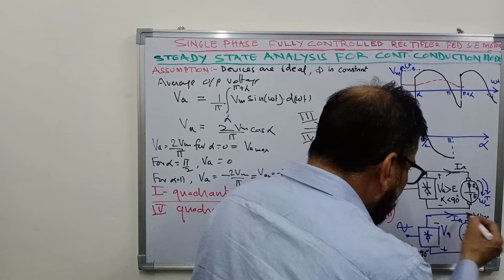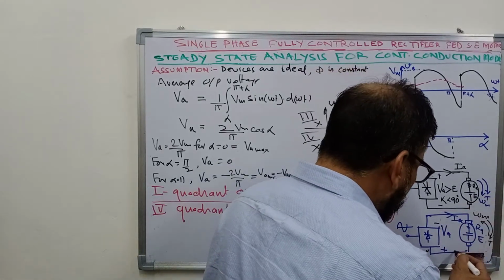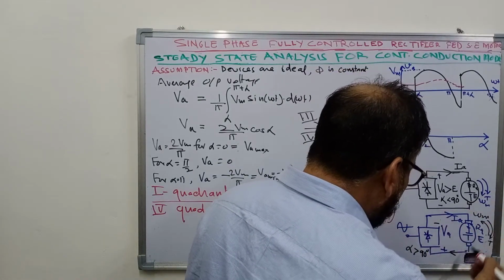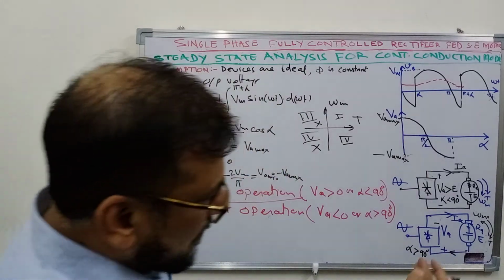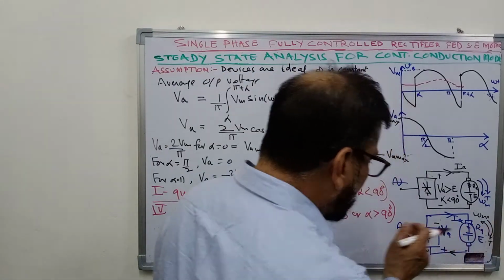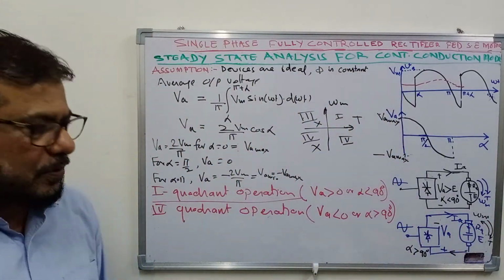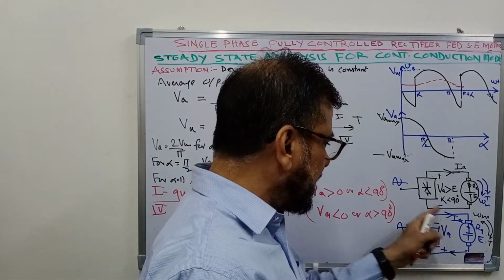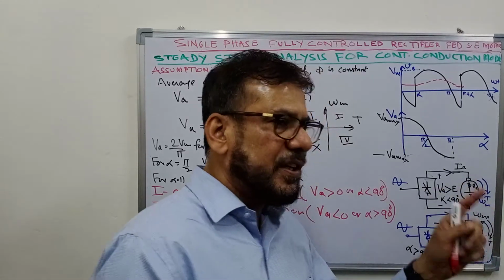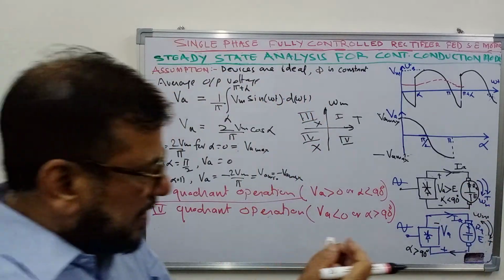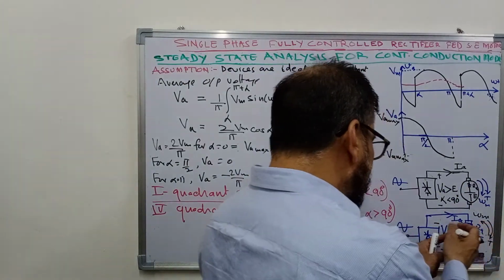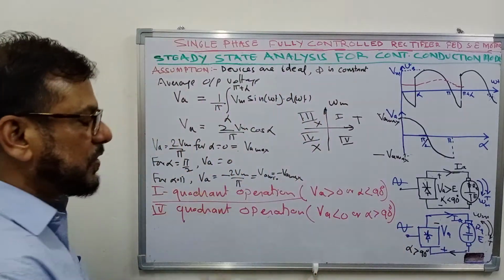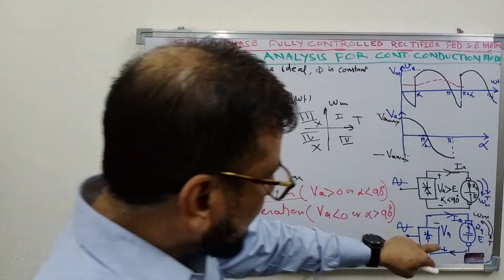So the polarity of average output voltage will now be reversed. And if the current flows in the same direction, you can say that armature current flows like this, so power flows back from motor to source. In that case, this machine behaves as a generator. That is, it generates energy and feeds the energy back to the source. But how is it possible?